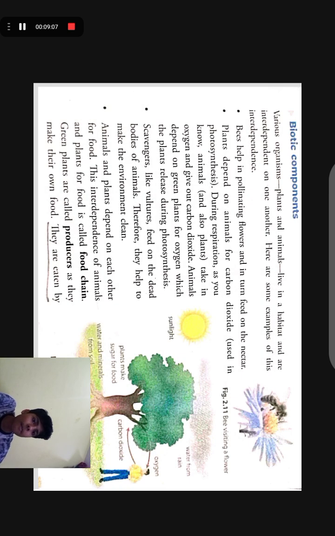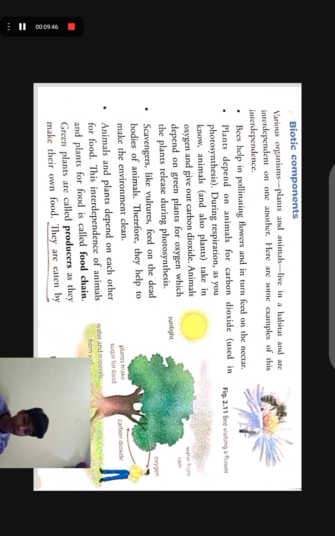Let's come now to biotic components. Various organisms, plants and animals live in a habitat and they are interdependent on one another. Here are some examples of the interdependence. First point, bees help in pollination of flowers and in turn feed on their nectar. Second point, plants depend on the animals for carbon dioxide used in photosynthesis. During respiration, as you know, animals and also plants take in oxygen and give out carbon dioxide. Animals depend on green plants for oxygen which the plants release during photosynthesis.